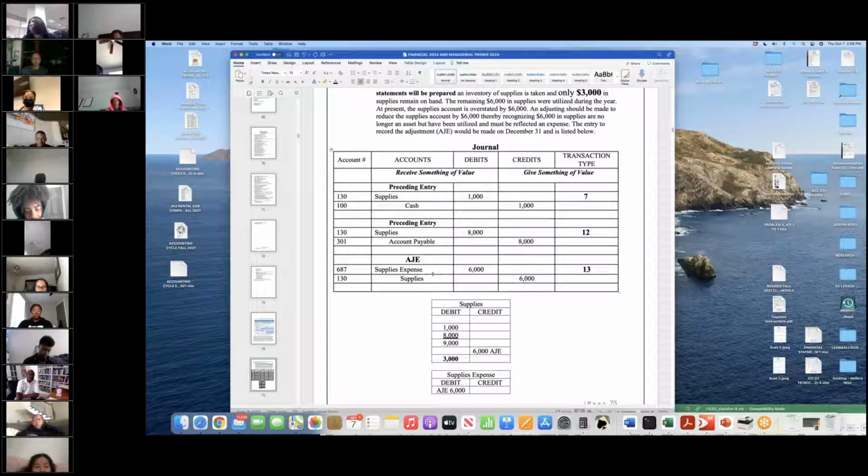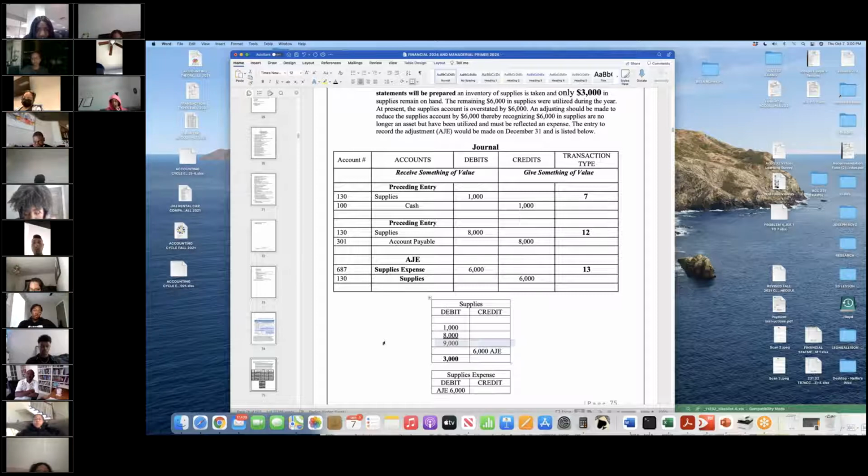One of the rules is that a balance sheet account and an income statement account are always included in the adjusting entry. So I'm asking for the balance sheet account in this adjusting entry. What is the balance sheet account and what's the income statement account? The two accounts that are in bold, supplies and supplies expense, which one is a balance sheet account and which one is an income statement account?